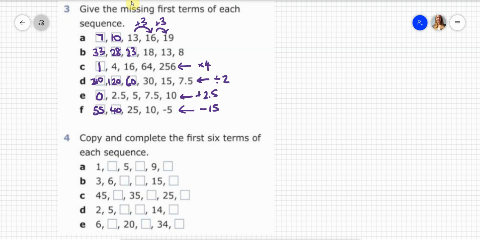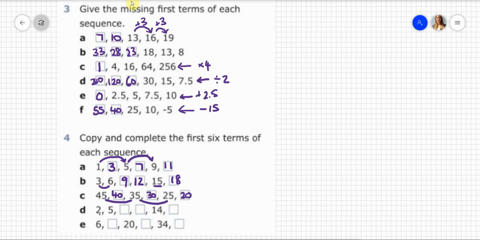The next one, part A, is a little bit tricky because we've got every other number missing. So let's have a look at what's happening here. To get from 1 to 5, it's add 4, and to get from 5 to 9, it's add 4. So in between, it must be add 2. For this one, it looks like it's add 3, so let's check if that works. Yes, that works with 15. So that's fine. For part C, this is subtract 10 and this is subtract 10, so in between must be subtract 5, and that works as well.